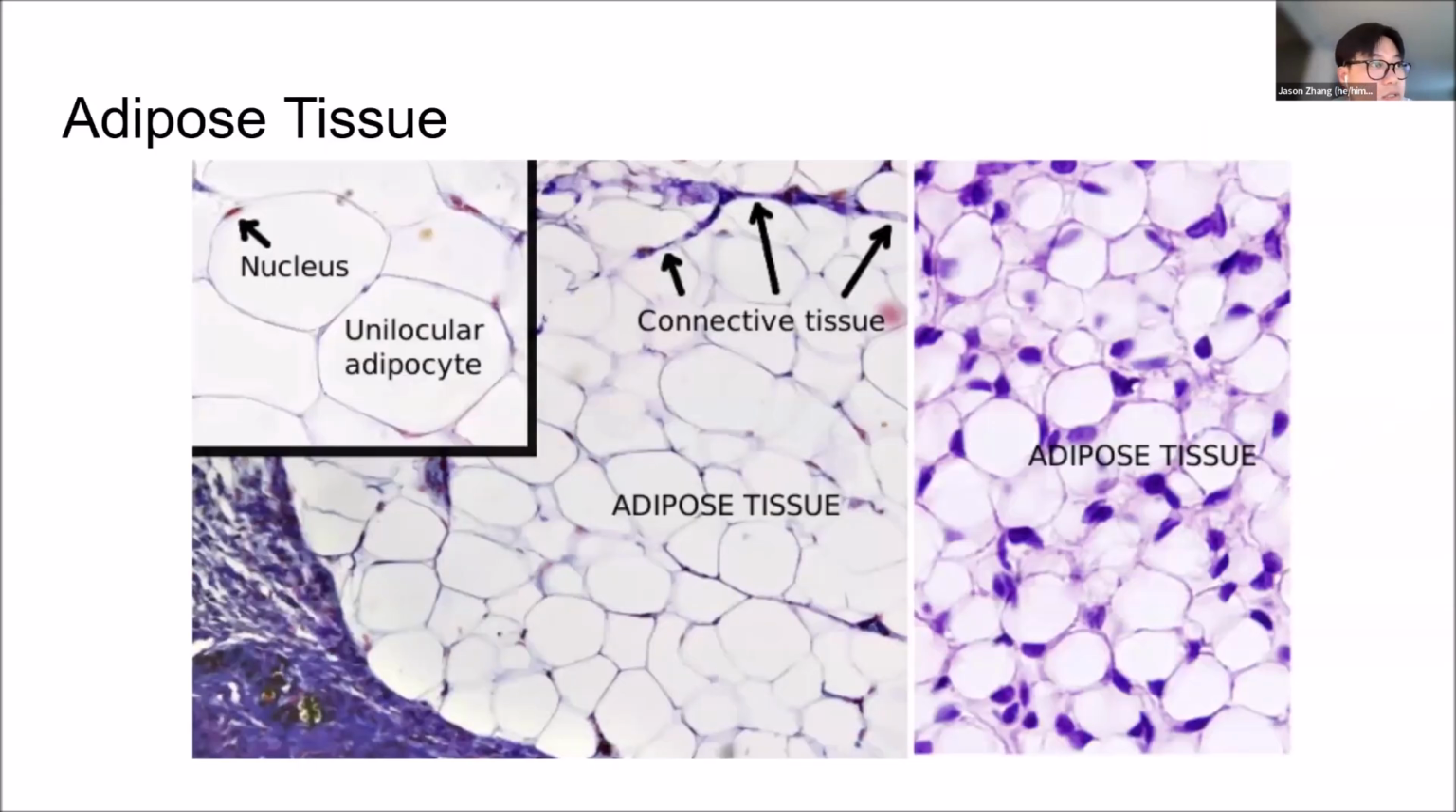Okay, so moving on to adipose tissue. Adipose tissue, I think, is pretty distinct. It looks like these big fat droplets with the nuclei sequestered to the edges. I think this is pretty straightforward to recognize.